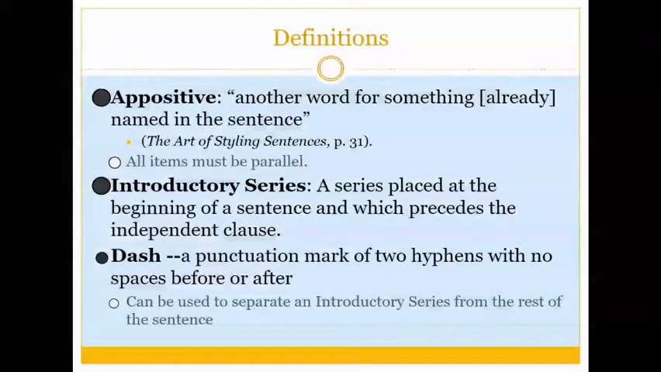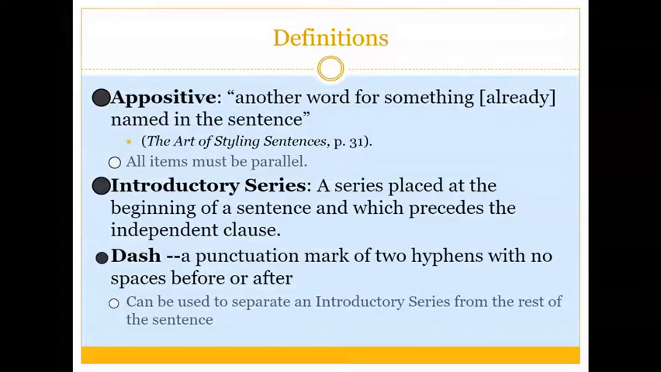Some definitions. First, an appositive. An appositive is another word for something already named in the sentence. Or another way to think of an appositive is a renaming or restating of something in the same sentence that makes you more positive or more sure about what something is. Remember that appositive items need to be parallel. So they should have the same structure, same parts of speech, etc.